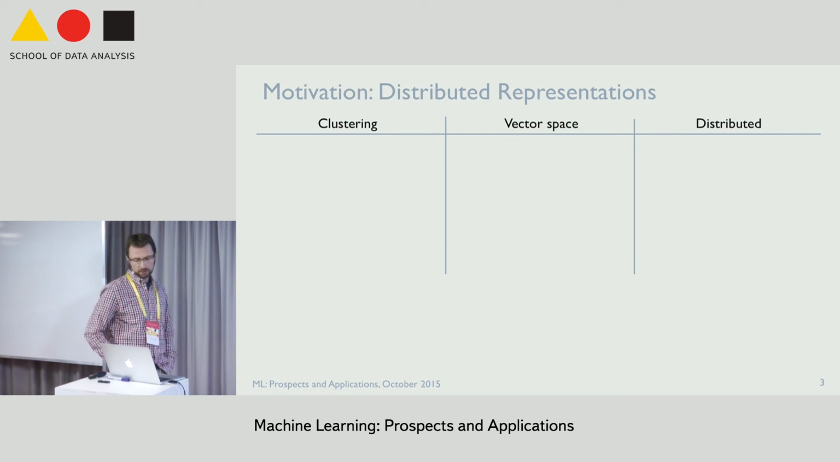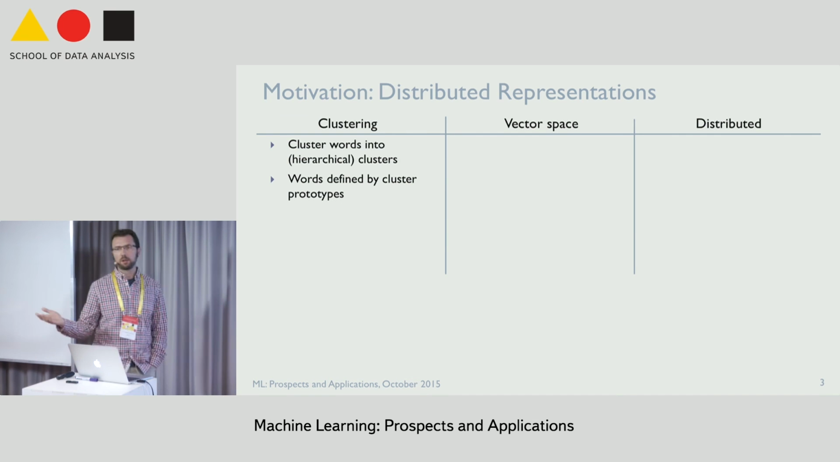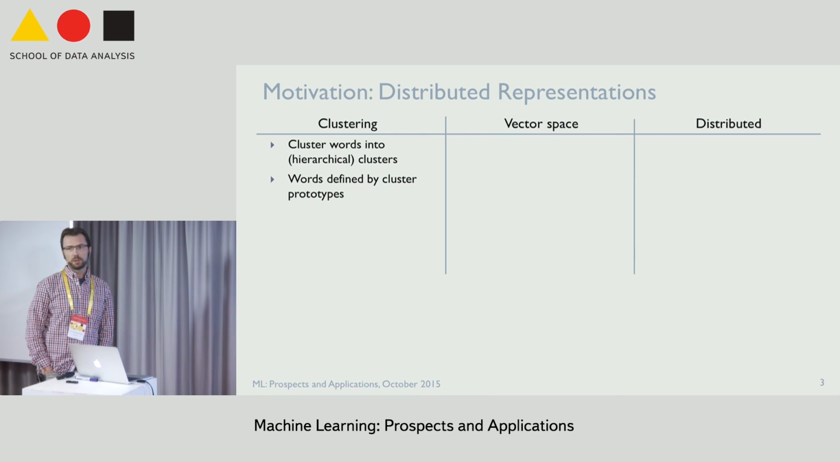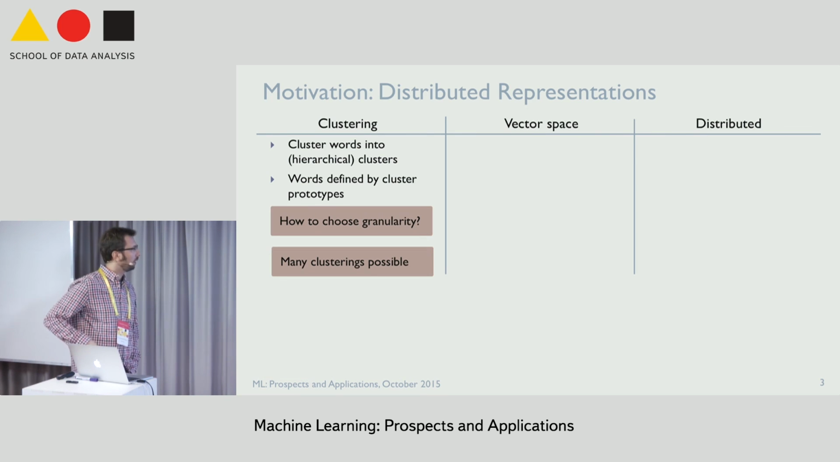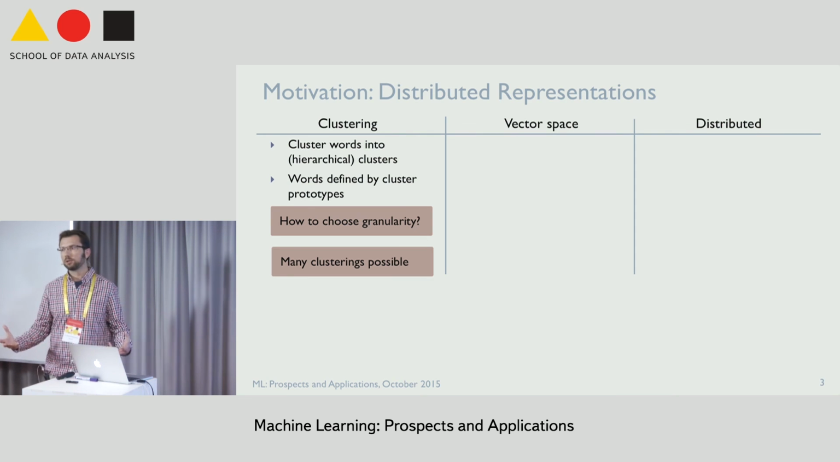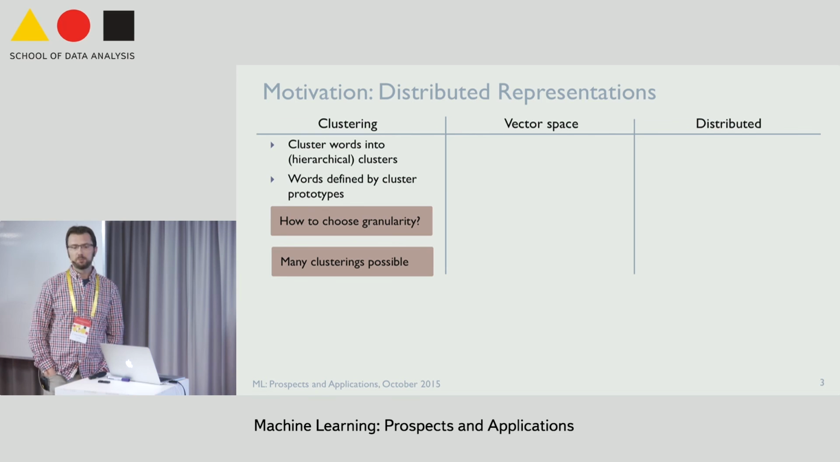Well, the first idea is to try to use clustering. We can cluster words over a given corpus, and then use cluster prototypes instead of individual words as features in the learning algorithm. There are multiple issues there. One is how do you choose how many clusters? And also, what does it mean to have a good clustering? Multiple clusterings are possible, and deciding which one is better is not that trivial.